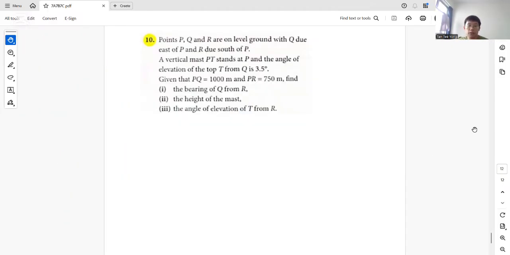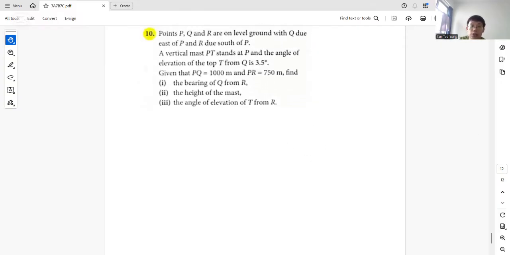Okay, let's take a look at question 10. It's going to be the last question for exercise 7C. I purposely picked this because there's no diagram, so we can practice drawing the visualization on our own. In this question, I think we are supposed to draw around 3 diagrams.